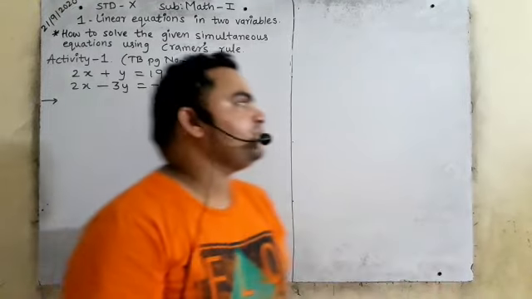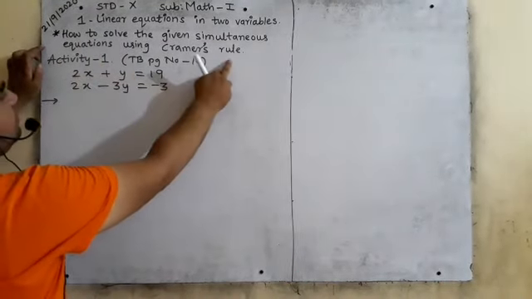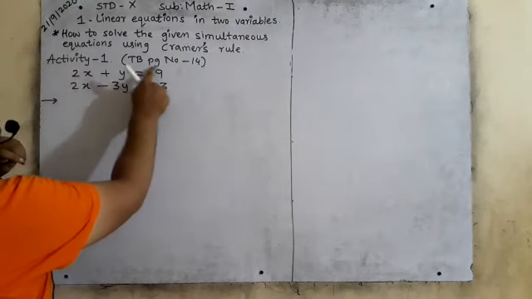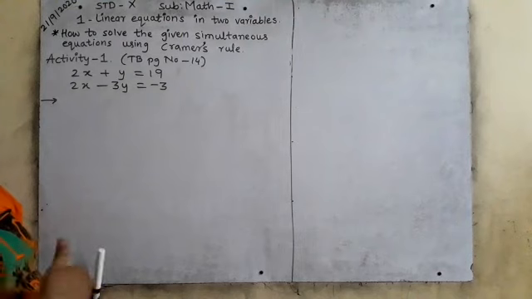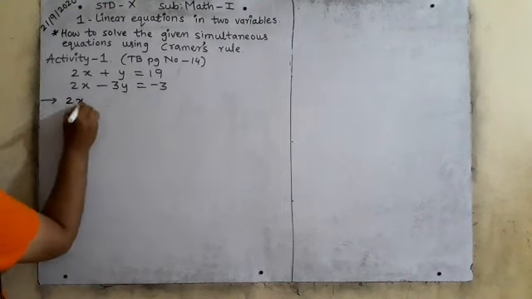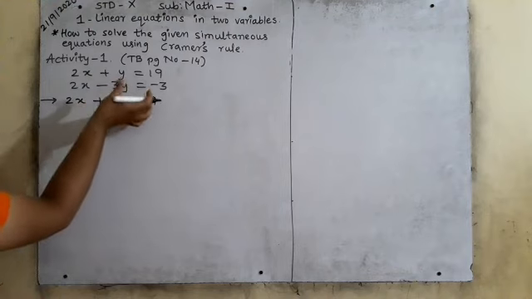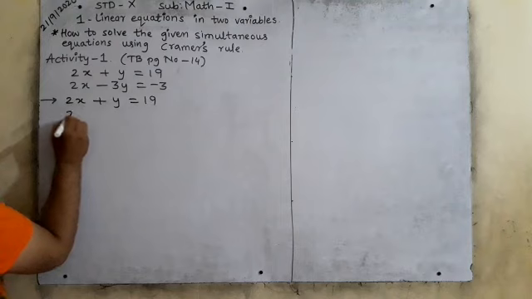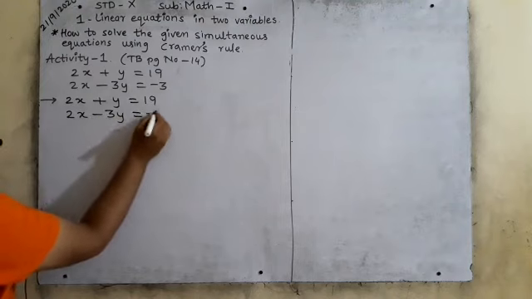See how to solve the given simultaneous equations using Cramer's rule. Activity first, textbook page number 14. Two equations are given to you. So how do we start, how do we solve? First you will write down the equations. Equation number 1: 2x plus y is equal to 19. Equation second, you will write below equation number 1: 2x minus 3y is equal to minus 3.